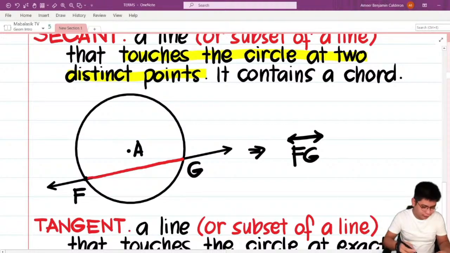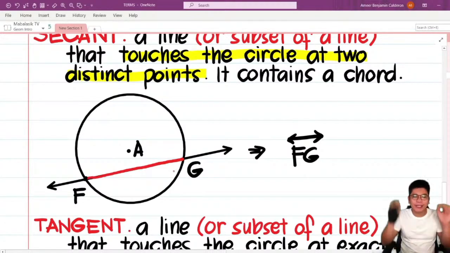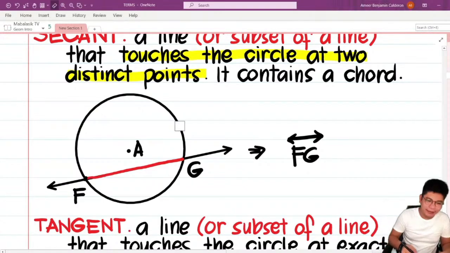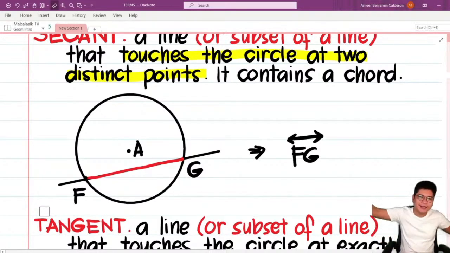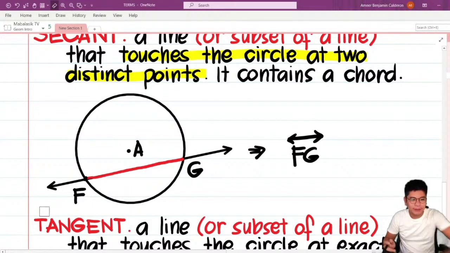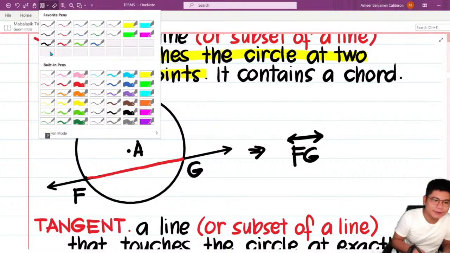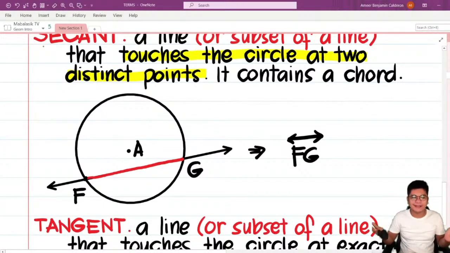No. Kapag chord, yung endpoints niya nasa mismong bilog. Kapag lumampas, for example, lumampas, ganyan. Segment na siya, di ba? Pero, hindi siya chord. Kasi, yung endpoints niya nasa labas. If you want to take the chord, then just take the red one. Okay? Pero babalik ko na yung endpoints kasi nakalagay dito sa atin, line. Line FG. So that is a secant.